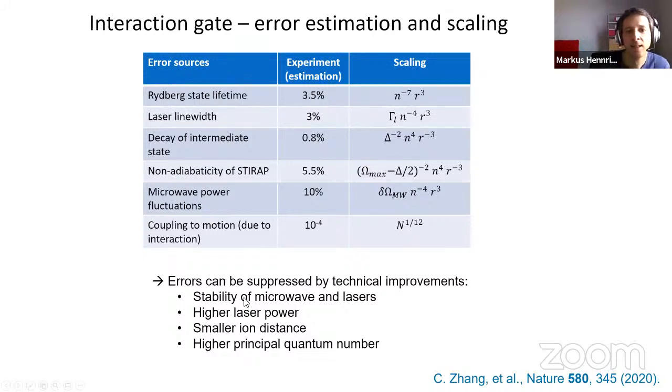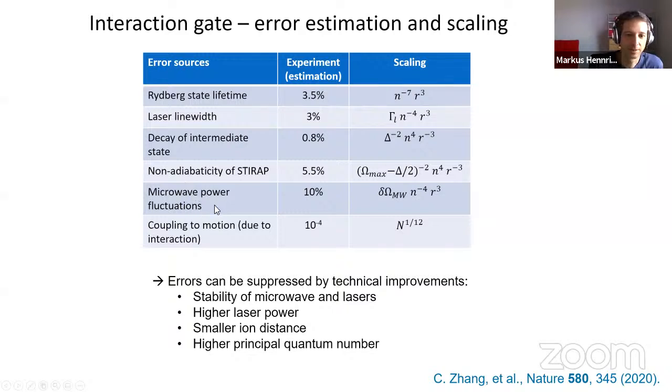On the other hand, there are quite a lot of technical errors: laser linewidth, non-adiabaticity of the pulses, and microwave power fluctuations. These can be avoided by making the lasers better and by increasing the power of the Rydberg excitation, so going to higher Rabi frequency, which can be done by just focusing our lasers better. By that, we can get higher Rabi frequency, and due to that, suppress this non-adiabaticity quite a lot.